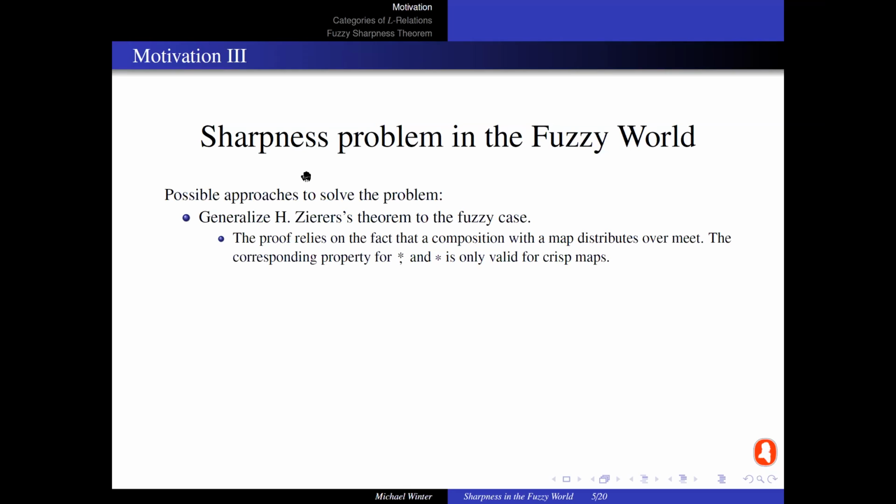be applied to L-valued relations as well, but the results you're getting are maps, but not crisp maps, so you cannot use that distribution of univalent maps over star in this case, simply because it's not valid. So I tried that, found that problem, and I was not able to modify it in a different way in order to get to a result in the fuzzy case.